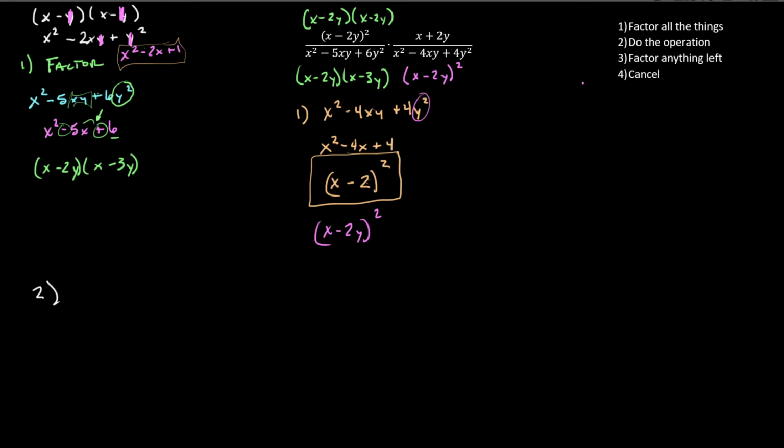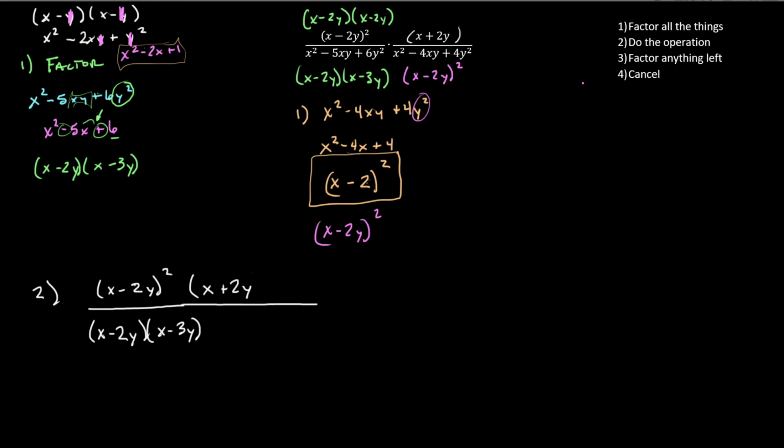So I take my second piece here, and I'm going to take this x minus 2y quantity squared, and I'm going to divide that by, and now I'm going to replace that with my factored versions, x minus 2y and x minus 3y. And then, instead of putting the multiplication symbol in there, I just know that I multiply straight across on these fractions. The whole x plus 2y goes in parentheses. It is one unit, so it's x plus 2y in parentheses. And then in the denominator, I have this x minus 2y quantity squared.